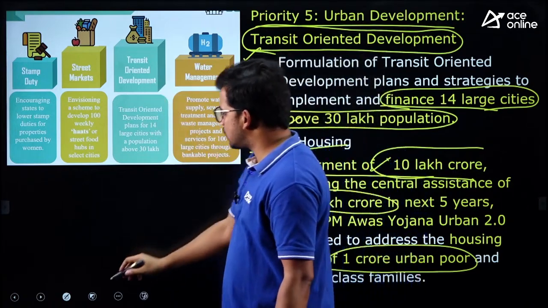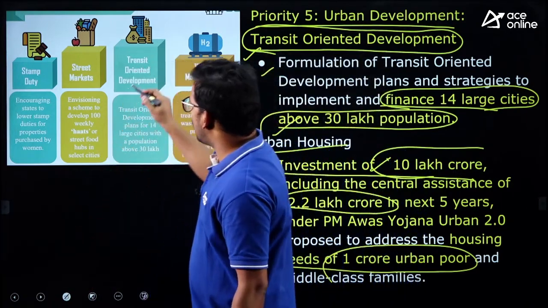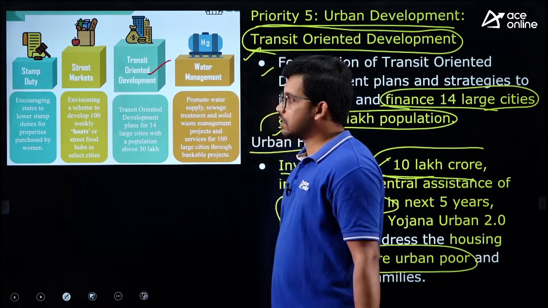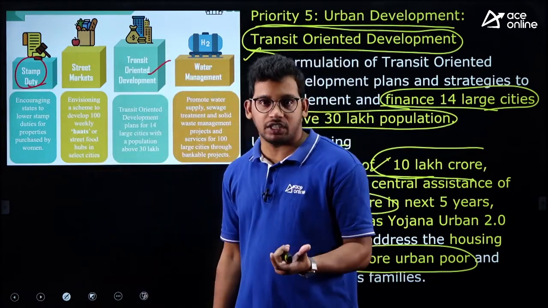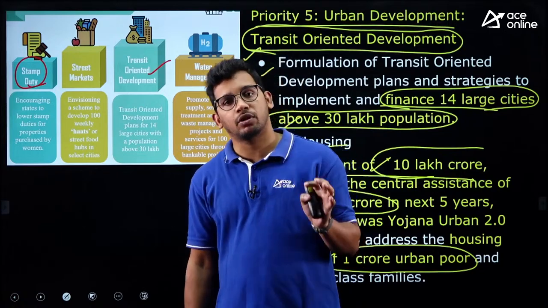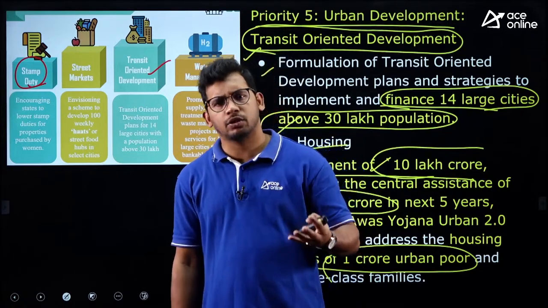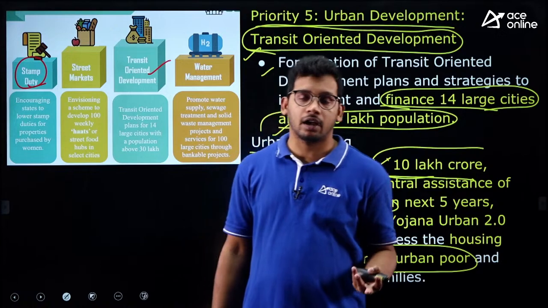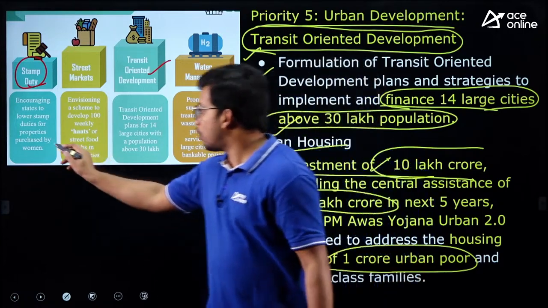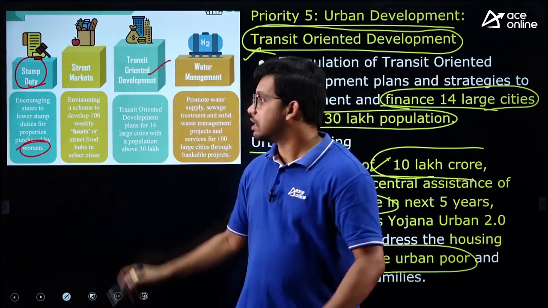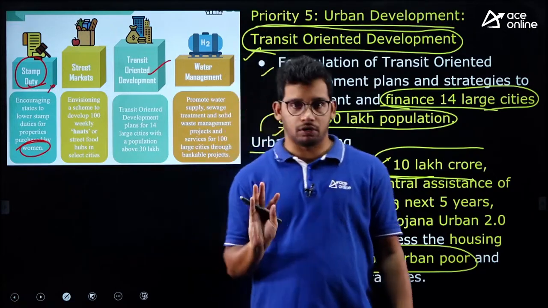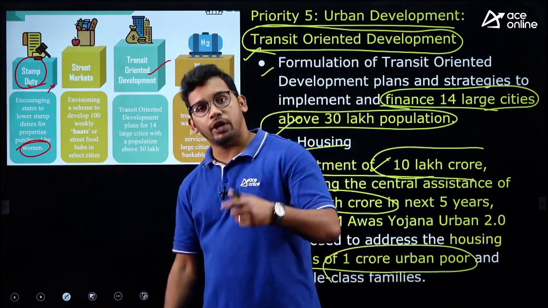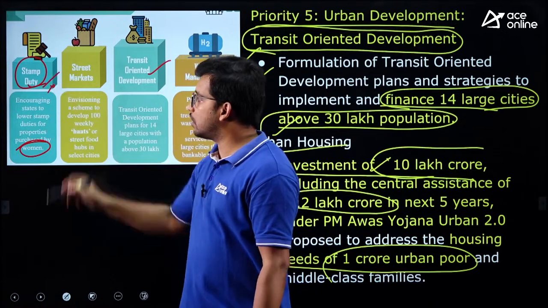So we have discussed these things also, transit oriented development we have discussed. Now stamp duty. Stamp duty is the one where if you purchase you need to pay a certain amount of stamp duty. It will be 10,000, 15,000, 20,000, 1 lakh as well based on your property. Now for women to buy houses, they are going to reduce the stamp duty. So they are encouraging women's housing also through this. For women who are going to buy property, they are reducing the stamp duty.